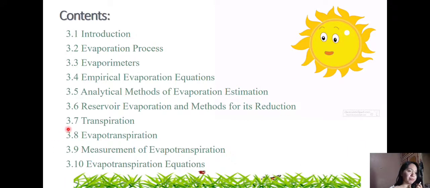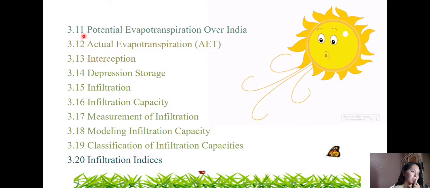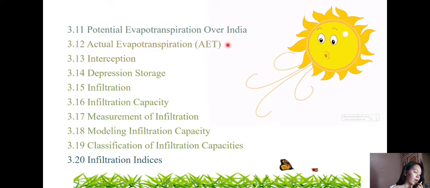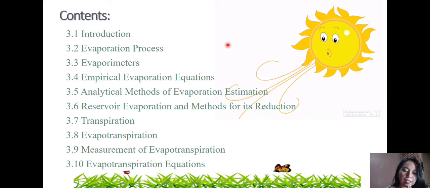Sections 3.1, which is the introduction, to 3.11, potential evapotranspiration over India, discuss the various aspects of evaporation from water bodies and evapotranspiration from a basin.